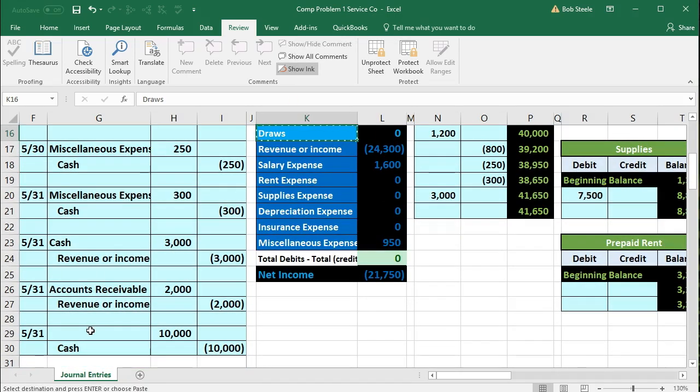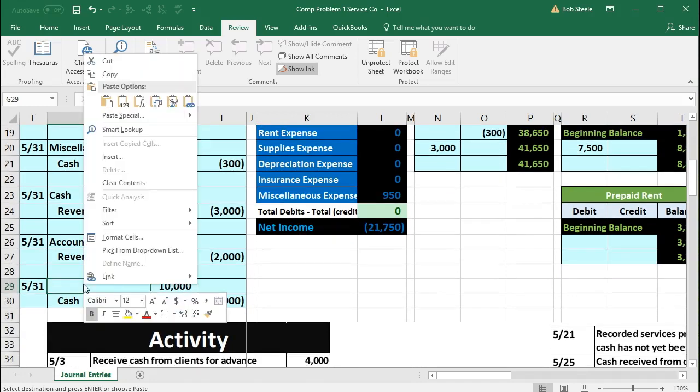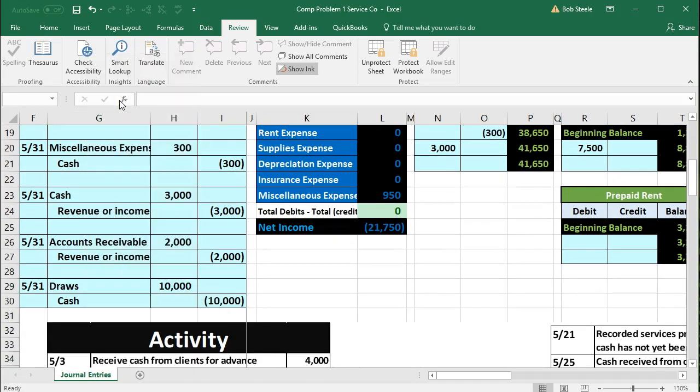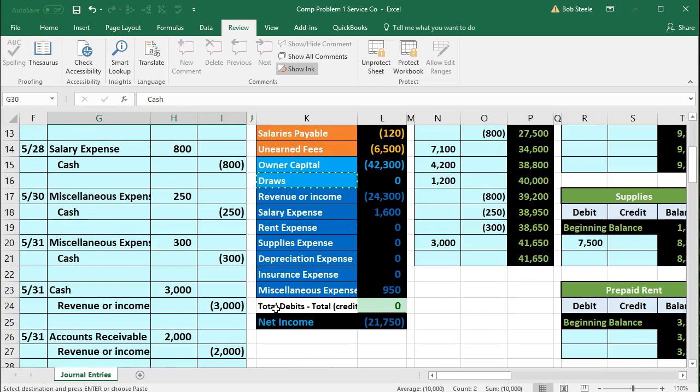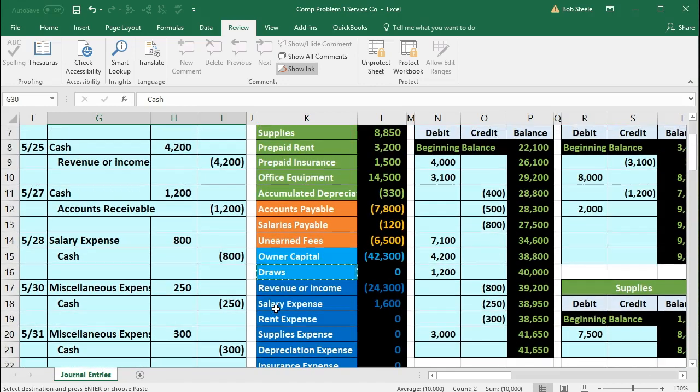We're going to put that on top in cell G29, right click and paste 1, 2, 3. Now again, we knew that we're going to debit draws because we credited cash. Draws is an account we don't see too often, so we've got to think through that. Know that draws is in the equity section, but it kind of acts like an expense, meaning it's a contra equity account in a way.